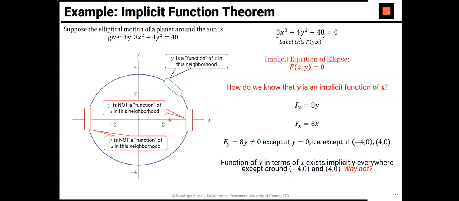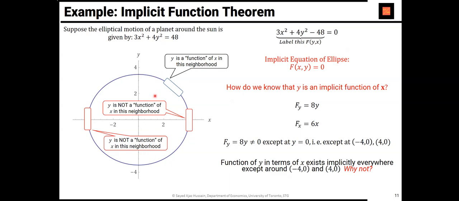You already know by looking at this, for example, if you pick this value of x, you have two values of y. So you already know this is not a legit function. Right? A function is supposed to have, for every value of x, one value of y. But now you have two values of y. So this is rather a correspondence, not a function.